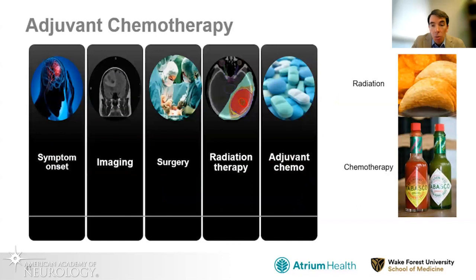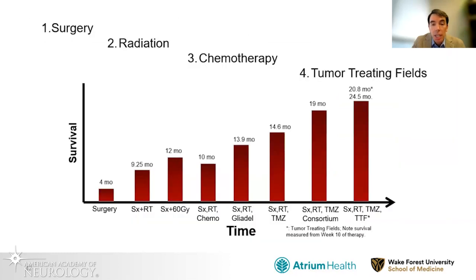Chemo. For chemo, we think about hot sauce. Not every person likes hot sauce, but some people love it and they just dump it on their food. Not every tumor is going to respond to chemo, but those tumors that do respond extremely well. And over time, we've learned how to give chemo in a way to improve survival, going from 4 months survival up to 20 months as we've learned how to better deliver chemo.